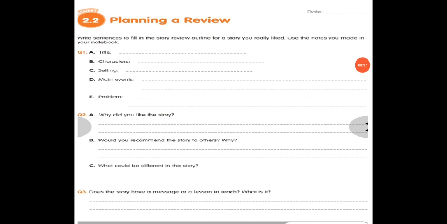There is question number 2. Why did you like the story? So you have to write down why you liked the story. Next one, B part. Would you recommend the story to others and why? Will you tell others to read this story, will you recommend it to them for reading? So if yes, then why. Okay, next one, there is C part. What could be different in the story? So you have to write down what could be different in the story. What can it be? Okay, you have to write what is different. Next, what makes the story different, what is different inside it, you have to write down. So I hope question 2 is clear to you.